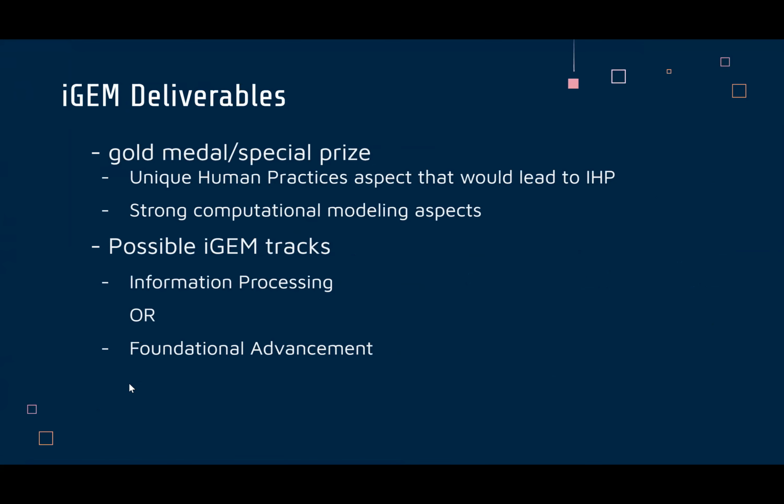Now let me just give a rundown of the iGEM deliverables in relation to the gold medal or special prizes. Since this project is very computationally focused, we have a nice shot at the computational special award. And because we're modeling a lot of different aspects, we have that criteria for a gold medal. And also, as Jason mentioned, we have very unique opportunities for human practices, which could lead to a unique take on integrated human practices. In regards to our possible iGEM tracks, we will most likely be pursuing information processing or foundational advancement. A little bit more work needs to be put into deciding which one, however.